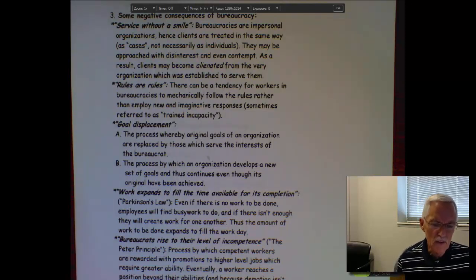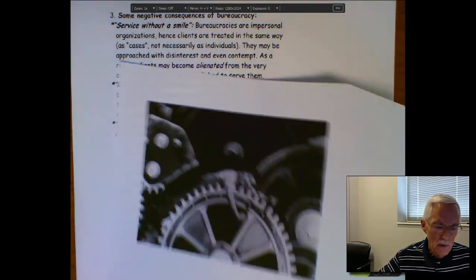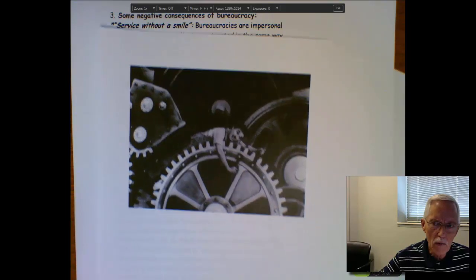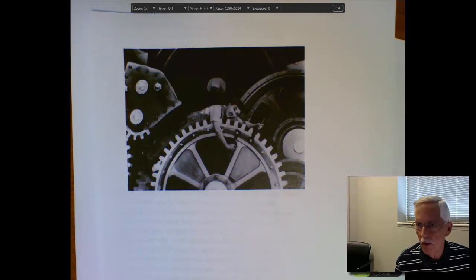As a result of this, clients, as well as people who are employed within a bureaucratic organization, may come to feel that they are powerless, that they are isolated, that their lives don't have meaning. Marx referred to this as alienation. This is illustrated very graphically in a clip from an old Charlie Chaplin film.